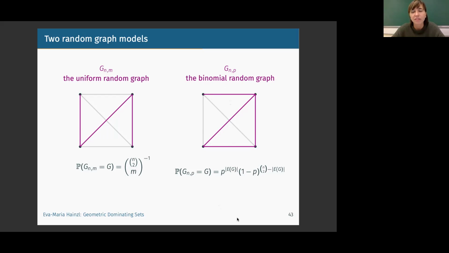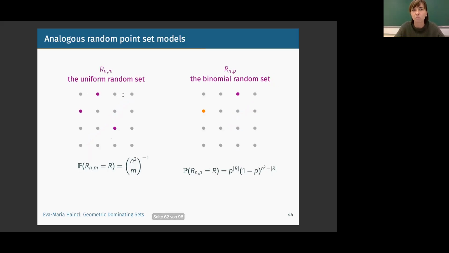And if you think about it, what we've really done now is we just chose a random subset of a given set, namely the edge set of the complete graph. Here we chose a random subset uniformly at random, and here we chose a subset where we considered each element of the set independently and threw a coin. So we can also do this for point sets. We just take R(n,m), where n gives us the size of our grid. So in this case, n is 4. We would just have the 4 times 4 grid. And then m gives us the number of points that we choose uniformly at random. For example, here this would be 3.